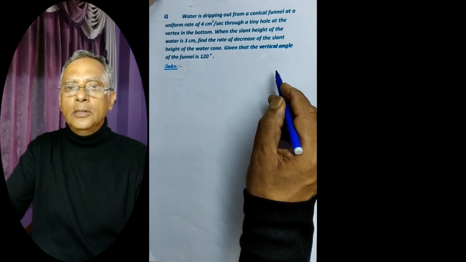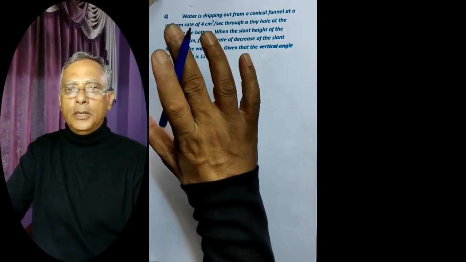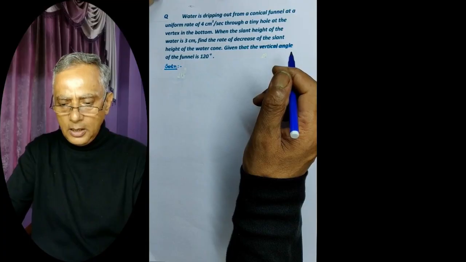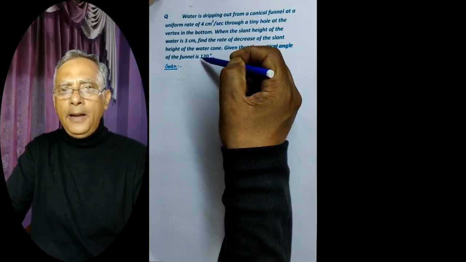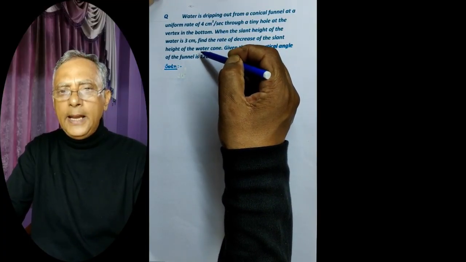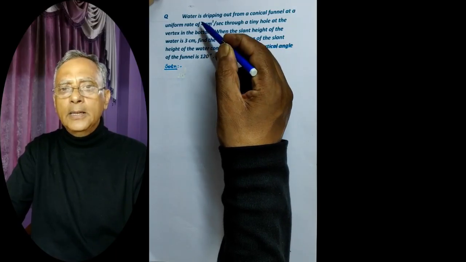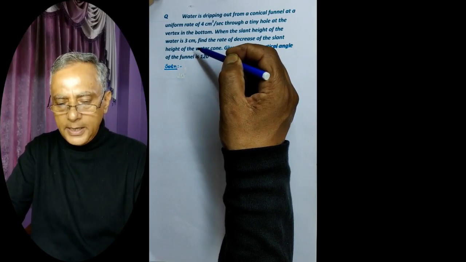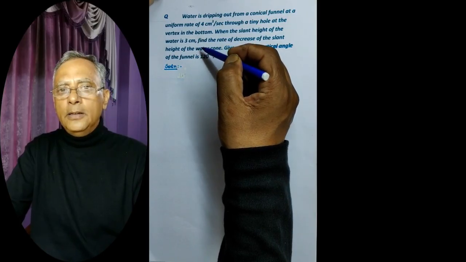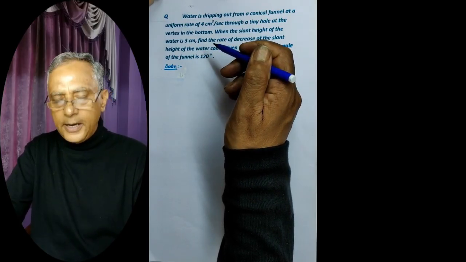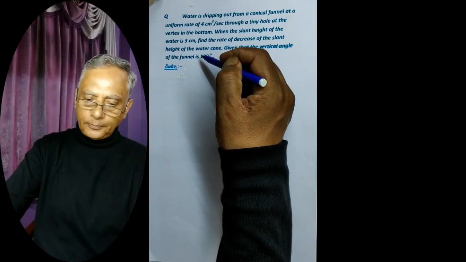And third is then solve the question. First, read out the question and understand the statement. Second, read it again, draw the figure and convert the question into a mathematical statement. And third, you solve the question. So first I will read out the statement.